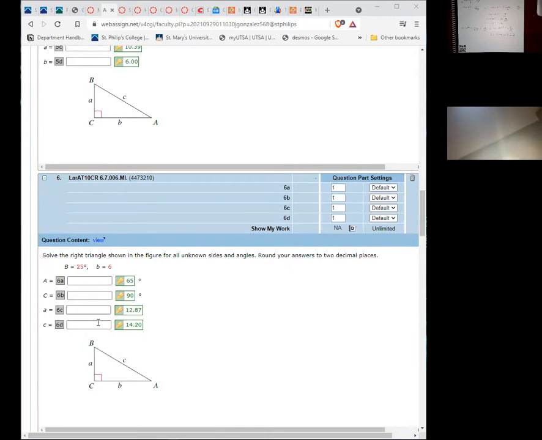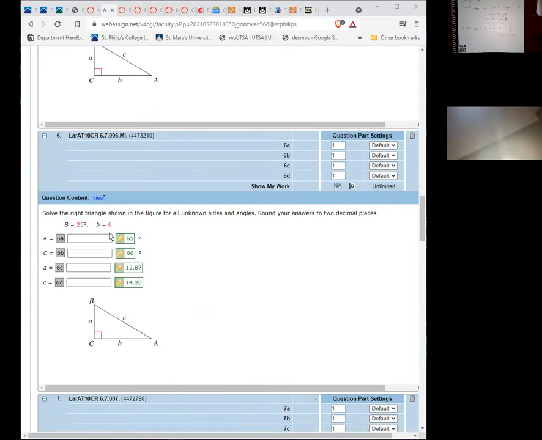Number 6 is the same thing. This time they give me a capital B and a little b. They do not give me the hypotenuse. So I think you'll probably want to find the hypotenuse first. But since it's a right triangle, once you have one angle, you can always find all 3 right away.